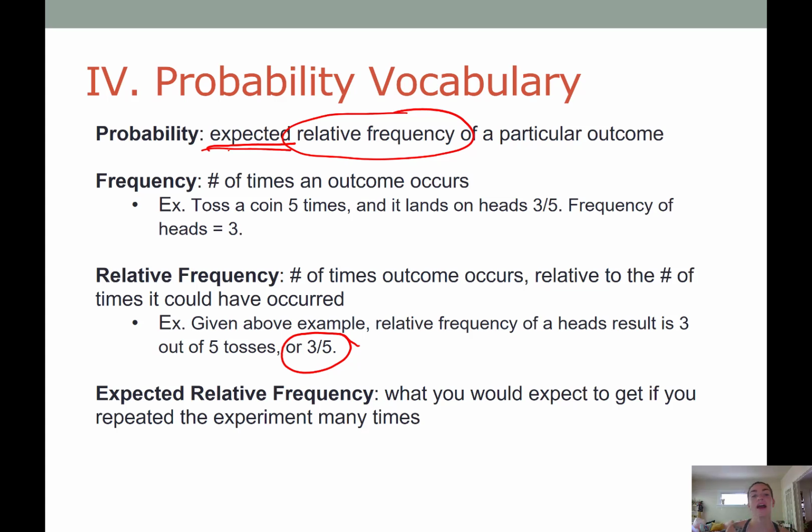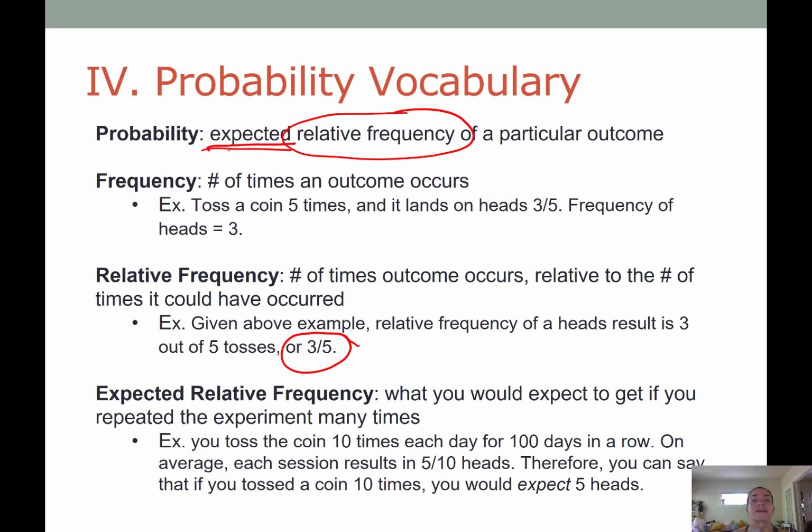So if I tossed the coin 500 times, how many times would I expect heads to occur? Or if I toss the coin 10 times each day for 100 days in a row, then on average, I would expect that each session would result in 5 heads and 5 tails, right? So therefore, I can say that if I tossed a coin 10 times, I would expect 5 heads, right? It's your best guess.